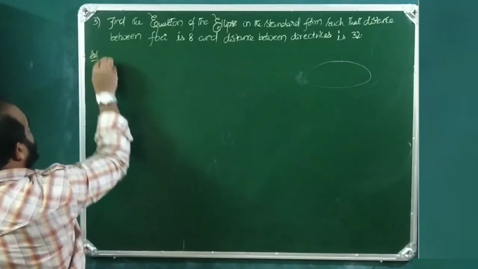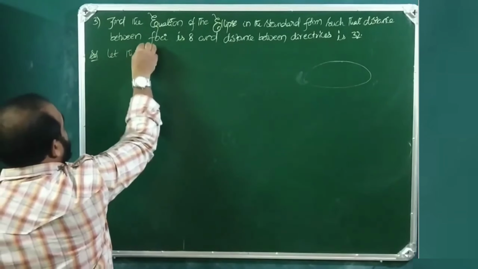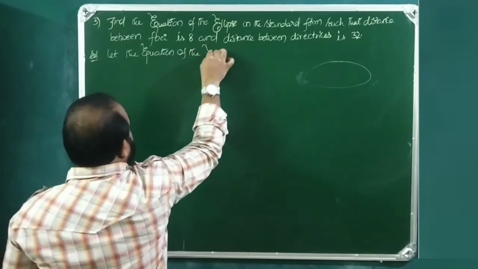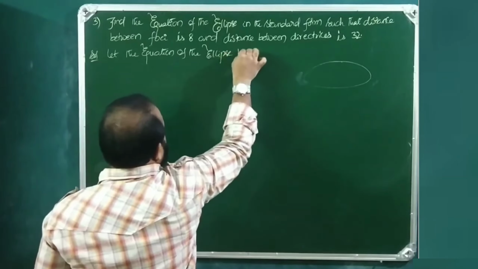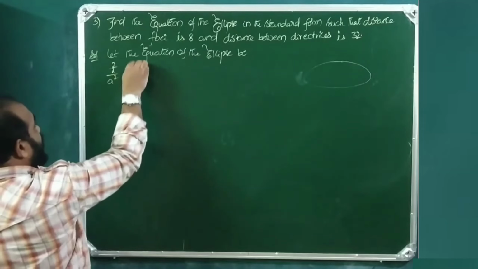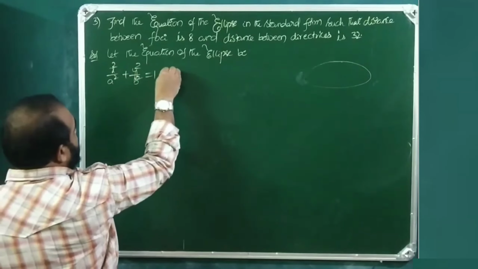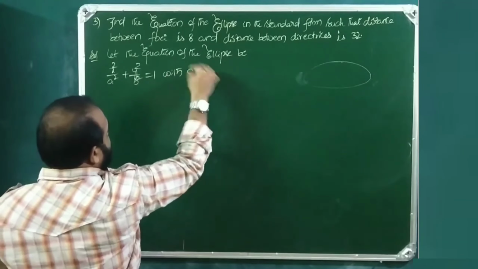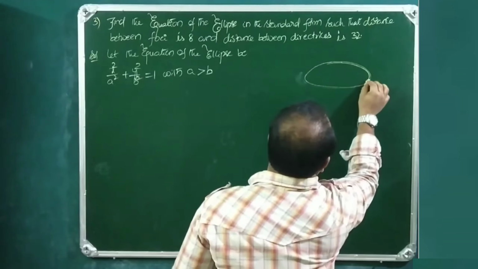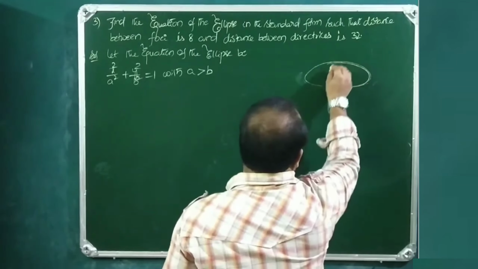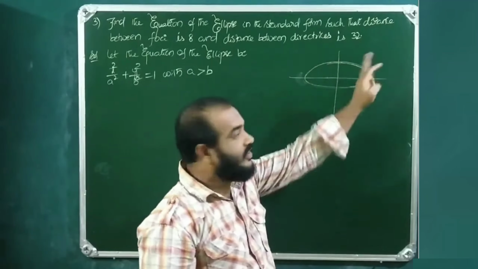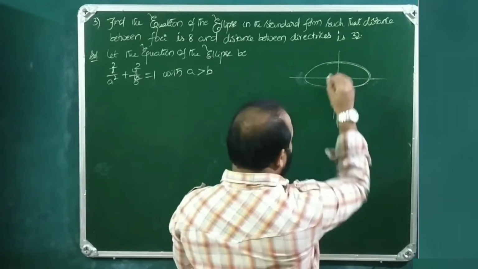So, let the equation of the ellipse be x square by a square plus y square by b square equals 1, with a greater than b. So let us take this as the equation of the ellipse. Since this is the standard form of the ellipse, its center is at the origin.